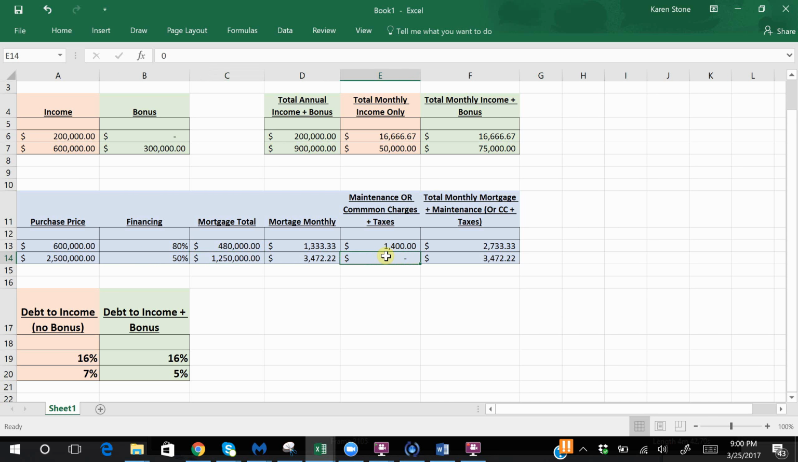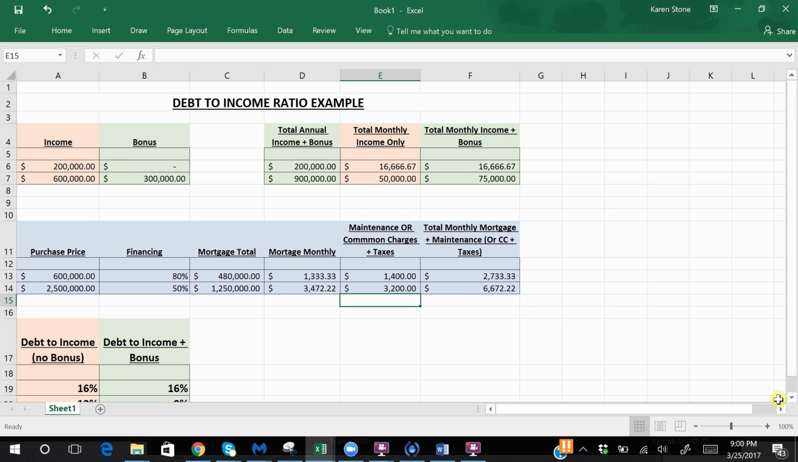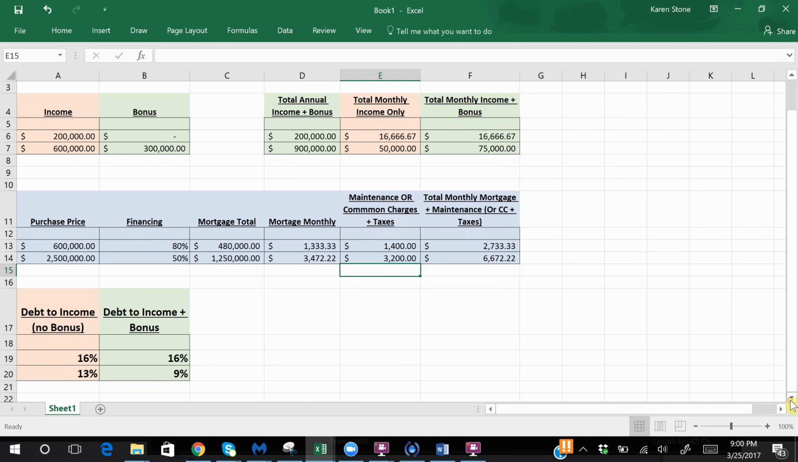A $2.5 million home will likely have a monthly rate at around $3,200. And you can see here that our debt to income ratio auto-calculated to 13% with only our income and 9% including our bonus. Now, in both of these scenarios, depending on what the rest of the package looked like, I don't think I'd have any problem presenting you to a co-op board.